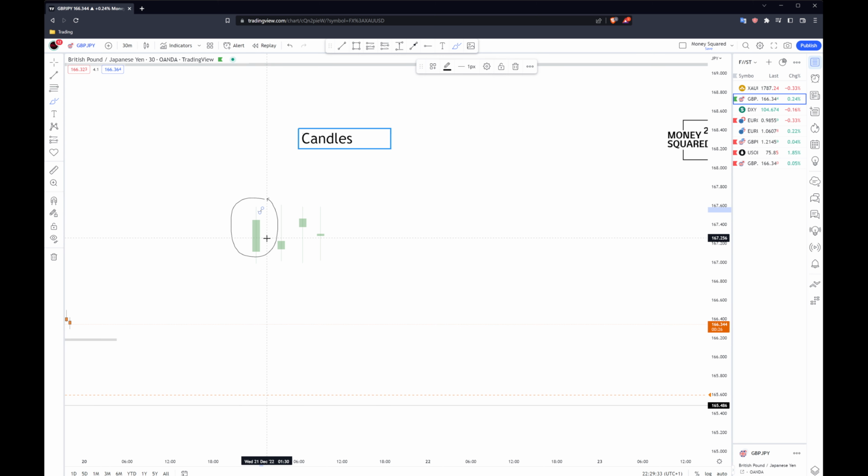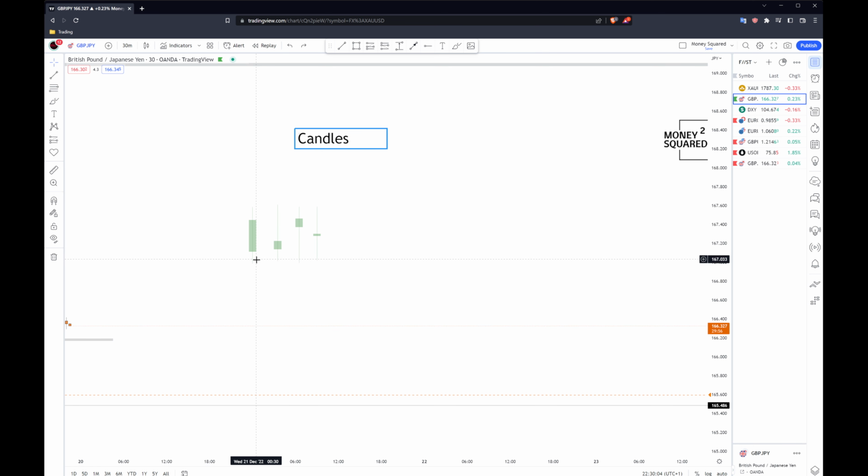This is the wick of the candle. This is the body of the candle, which is where the price opened and closed at a certain time frame. For example, at the moment we're at the 30-minute time frame here, and this candle opened here, and after the 30-minute mark it closed right over here, but at some point within these 30 minutes it went down to this low and then up to this high, and then it closes like this.